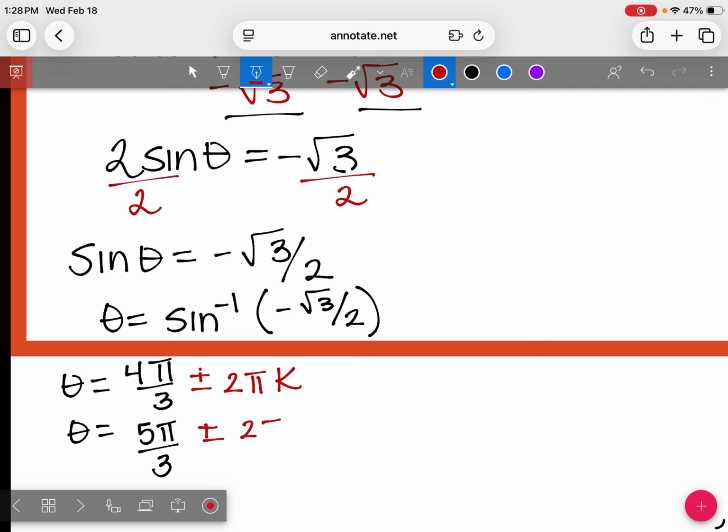Because what that means is that anytime we go around the unit circle, clockwise or counterclockwise, 360 degrees or 2 pi, we will get a sine value of negative root 3 over 2. So when it says general solution, that's what I want you to add. All right, last one.